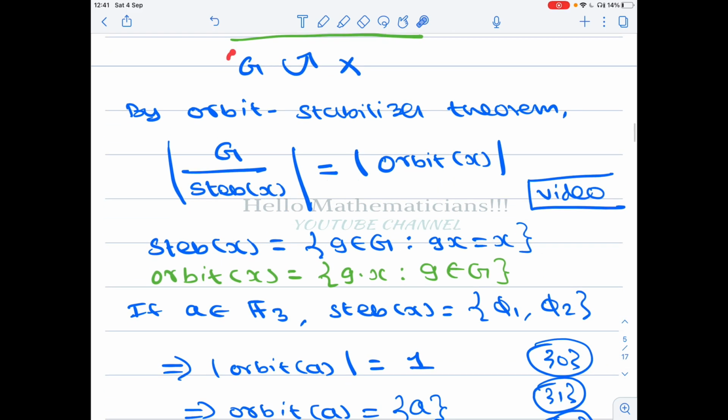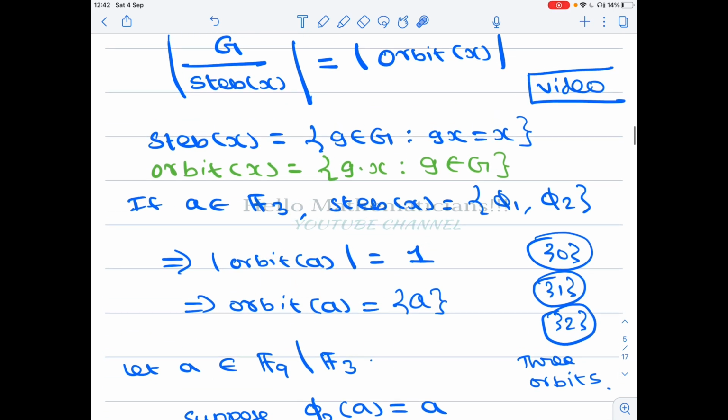If G is a group acting on a set X, we fix an x belonging to X, and then we define the stabilizer of x to be the set of all elements of the group G that fix x. Similarly, the orbit of x equals the set of all g dot x such that g belongs to G. Please check yesterday's video on the orbit stabilizer theorem, then this will make better sense to you. Now by the orbit stabilizer theorem, the cardinality of G divided by the stabilizer of x, which is the set of all right cosets of the stabilizer of x, equals the number of elements in the orbit of x. So we are going to use this result.